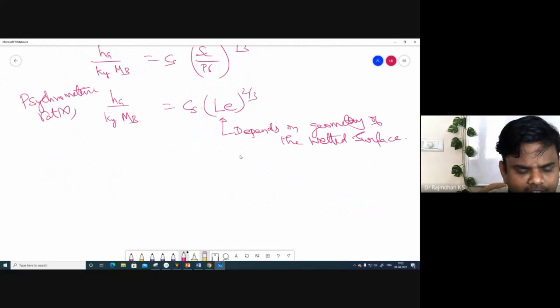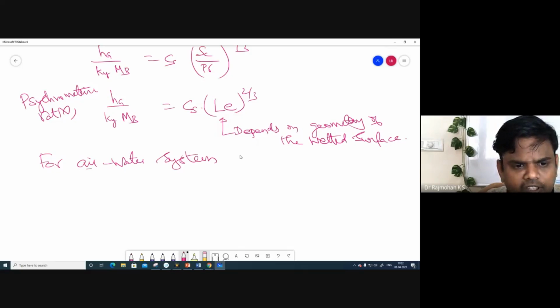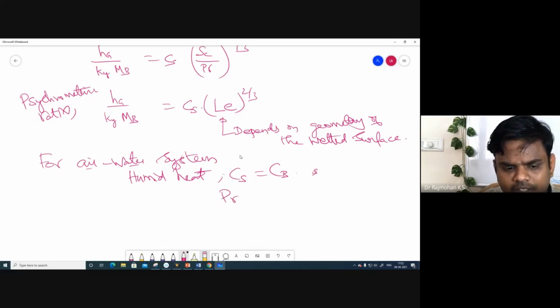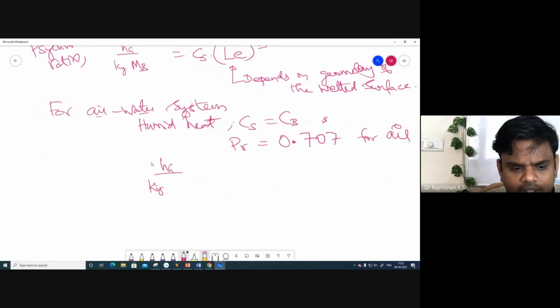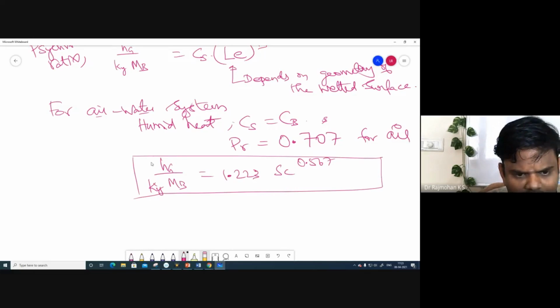There is another thing for the air water system. It is because we know the properties of air and the properties of water are well known. So it can be easily shown that the humid heat Cs is equal to Cb, and the Prandtl number is in the range of 0.707 for air. So this equation can be simplified to Hg by ky into mb is equal to 1.223 Schmidt number power 0.567. This is the psychrometric ratio with the unit of kilojoules per kg Kelvin. So this expression can be used for that.